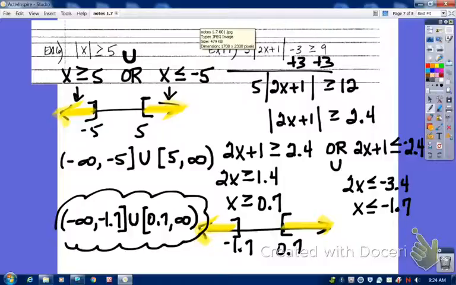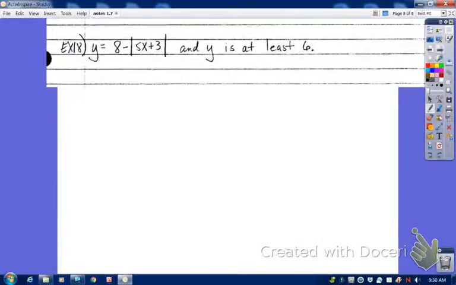All right, last one. Y'all have survived chapter 1. This is the last section in chapter 1. Everybody finished copying? Okay. All right, last one. It says y is equal to 8 minus the absolute value of 5x plus 3, and y is at least 6.